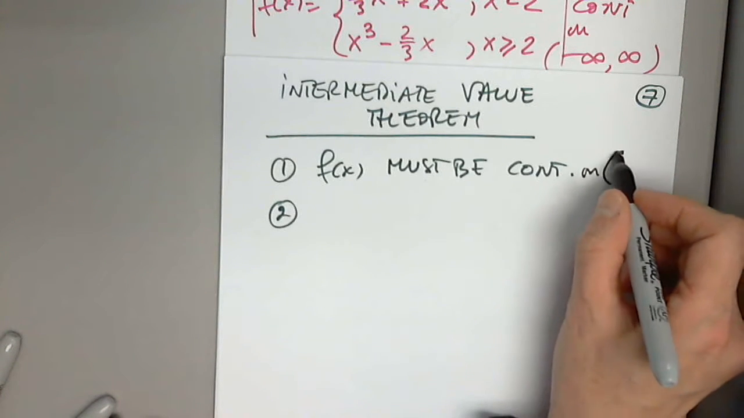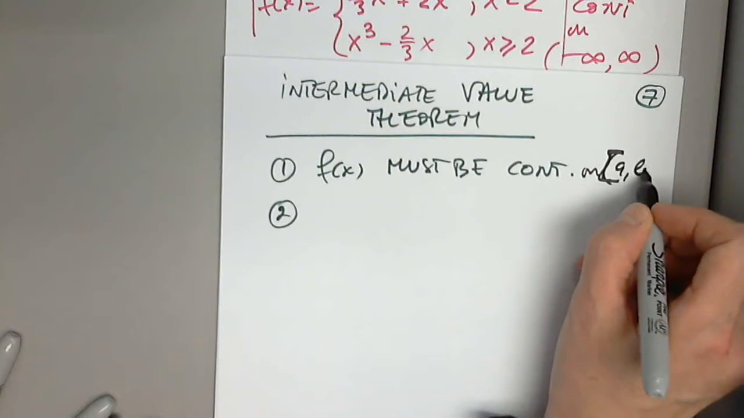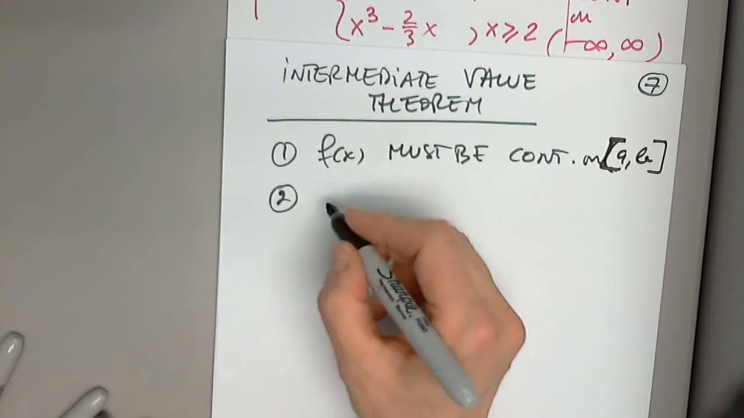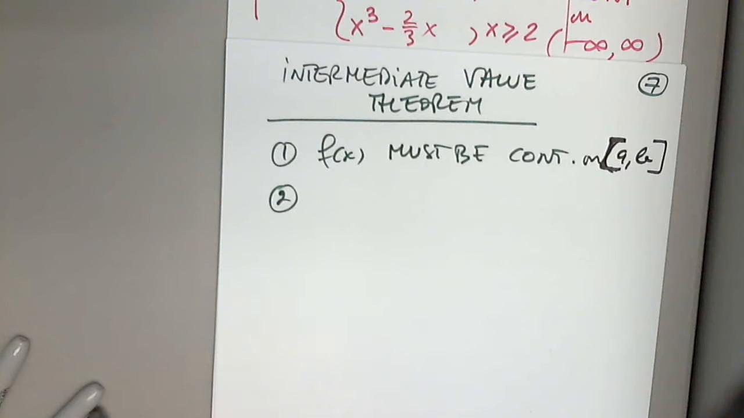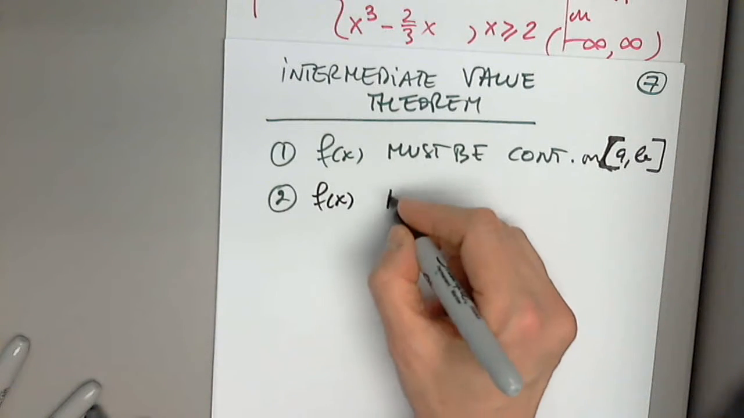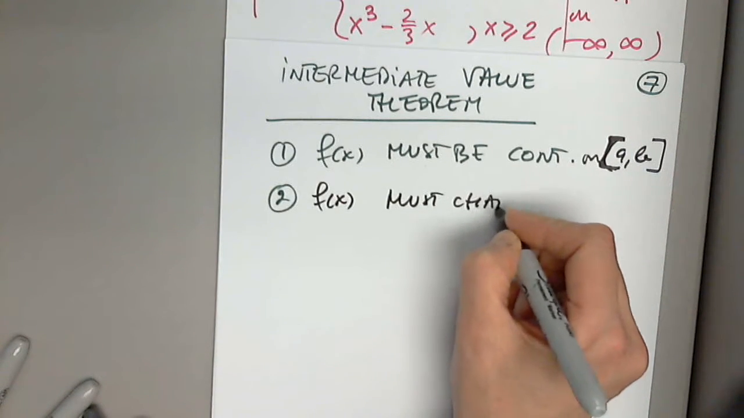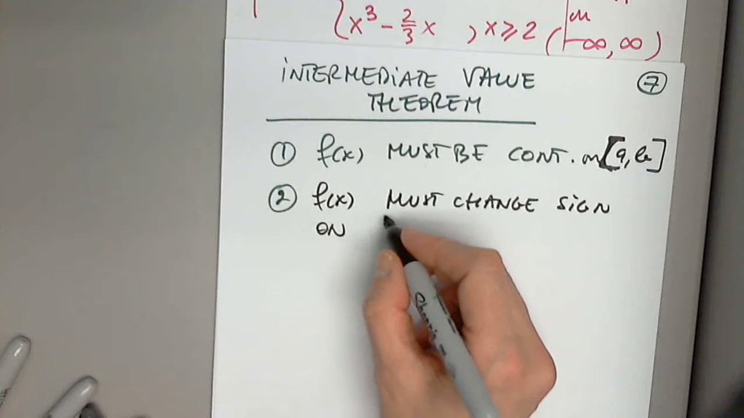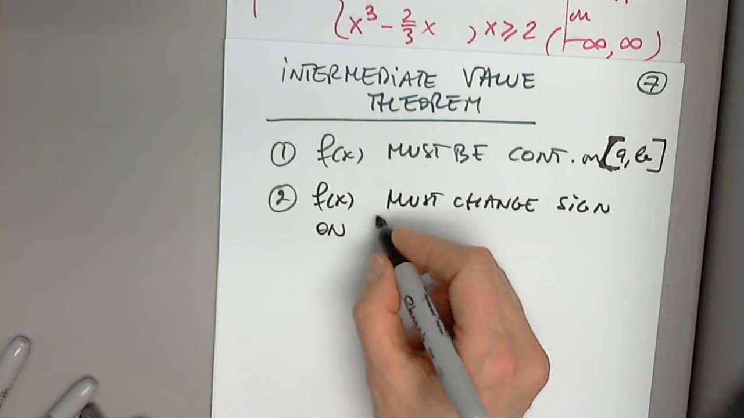So f of x must be continuous on the closed interval a comma b, closed brackets. Condition or hypothesis number two, f of x must change sign on the interval a comma b.